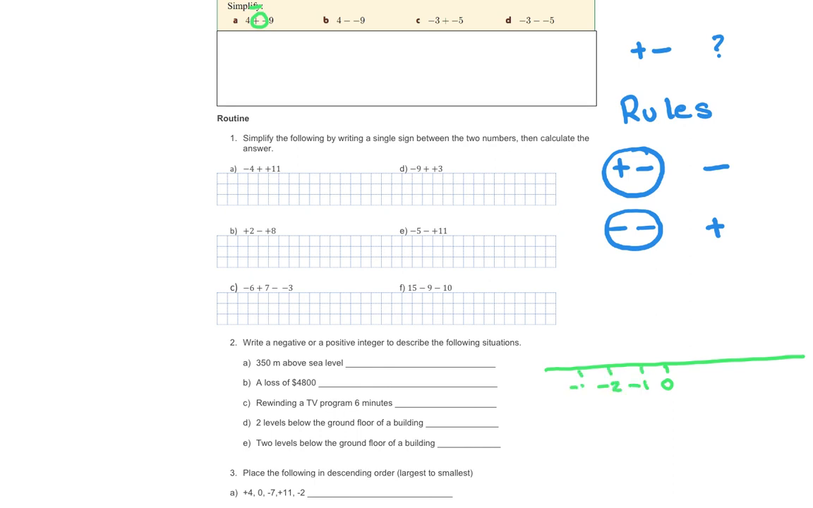So I'm going to draw a quick number line up here. I need to start at 4, and I'm going to move 9 places to the left. So 1, 2, 3, 4, 5, 6, 7, 8. One more. So that's -5. Okay, next one. I've got 4 minus -9.